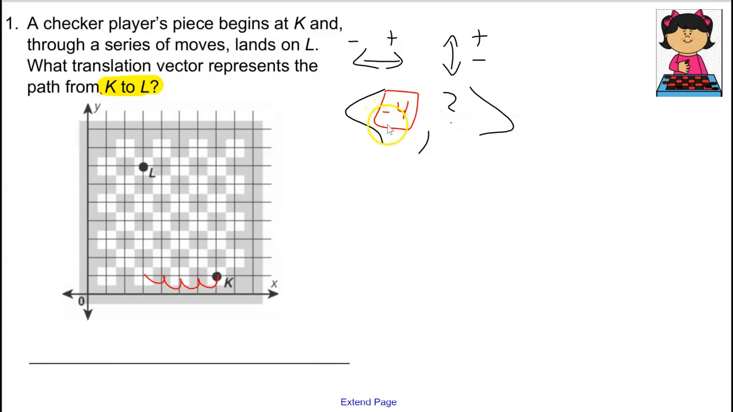So if you said -4, that'll be right. You're going to the left 4. All right. Now, what number goes here in this box? If you said 6, 6 will be correct. You go up 1, 2, 3, 4, 5, 6. So the vector is going to be -4, 6.